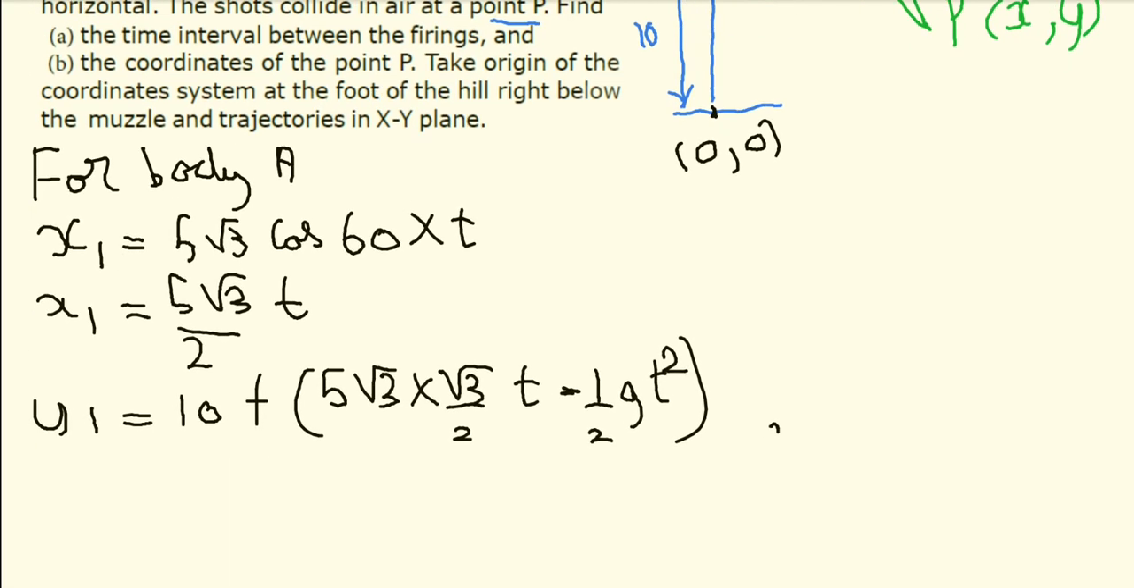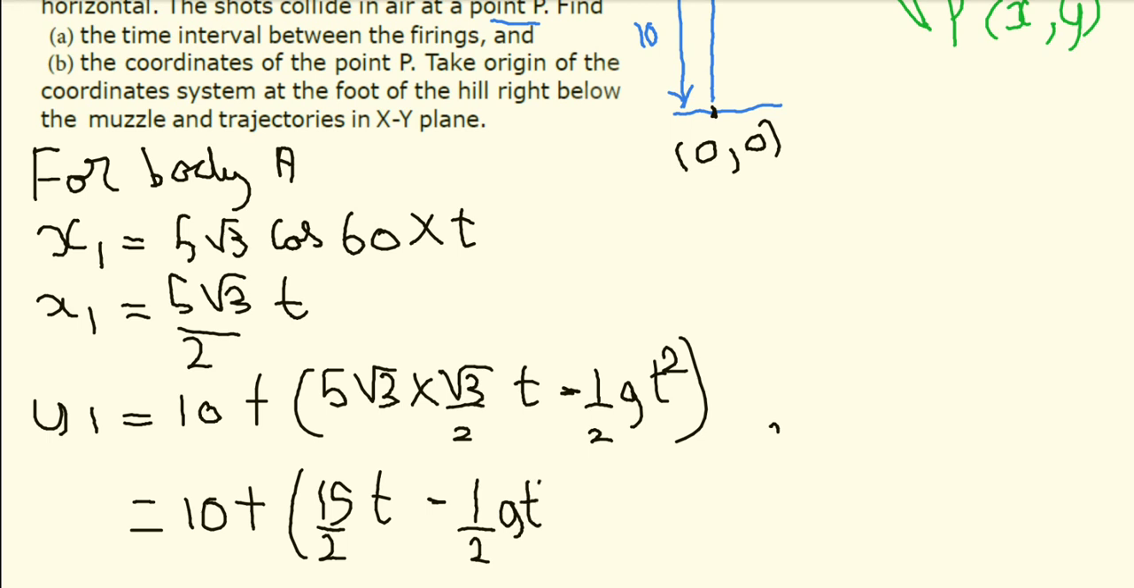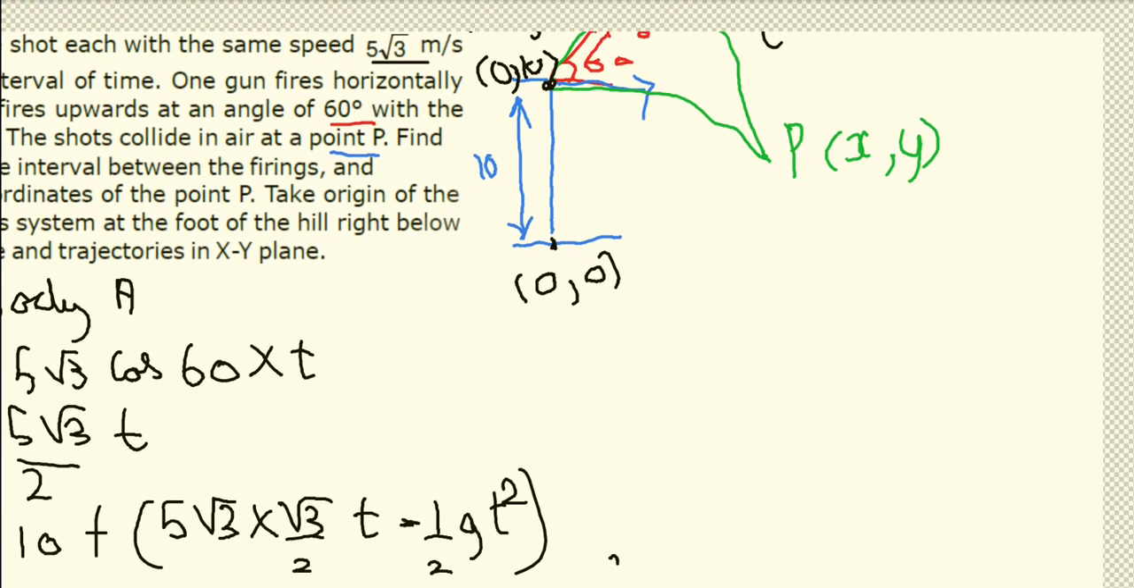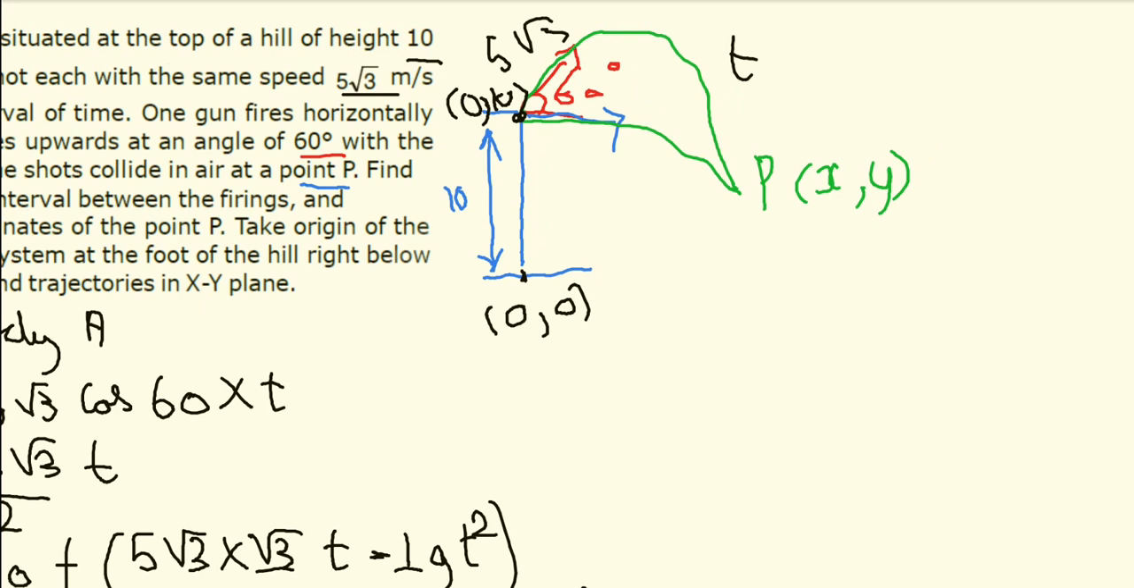So here if I substitute the values, it will be equal to 10 plus 5 root 3 times root 3 by 2, which is 15 divided by 2, into t, minus half g t square, or if I substitute the value of g, minus half into 10 into t square. Okay, let this be equal to y1. Now these are the coordinates of the first body when it reaches point P. Okay, this is the general equation.